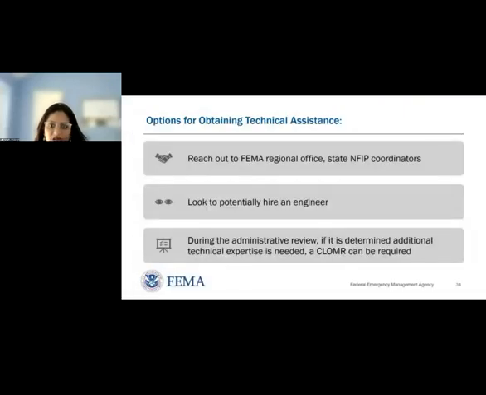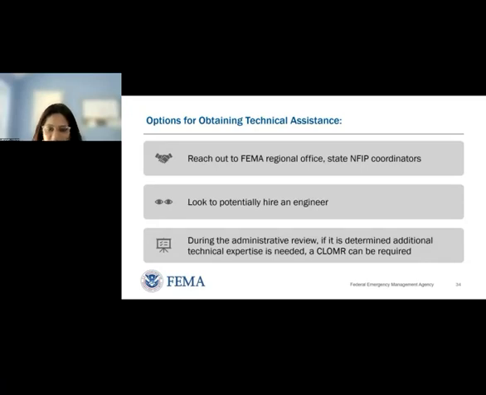Here are some available options for you if you need further technical assistance. I think I did mention it before. Reach out to your FEMA regional offices or state NFIP coordinators, or look for a potential hire to hire an engineer to help you with the no-rise. Or during the administrative review, if you determine additional technical expertise is needed, a CLOMR can be requested or can be required. So these are your other technical assistance.